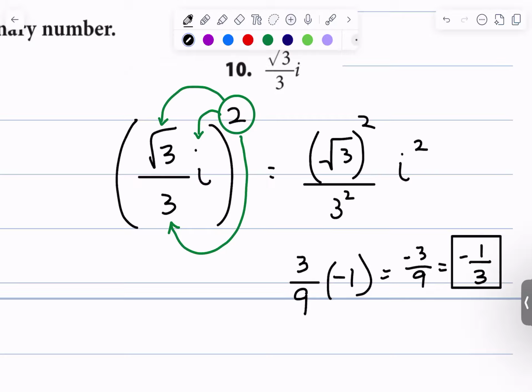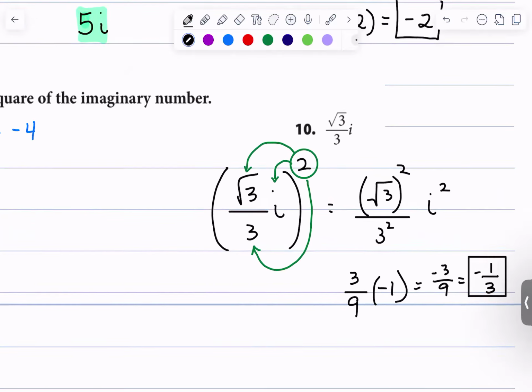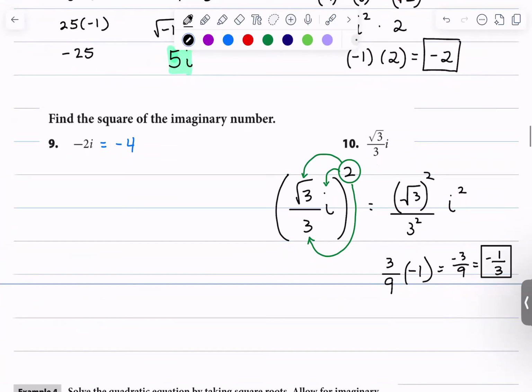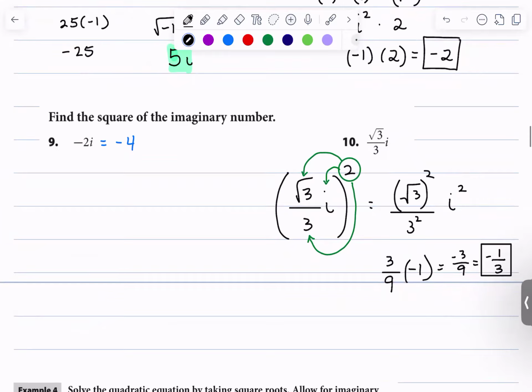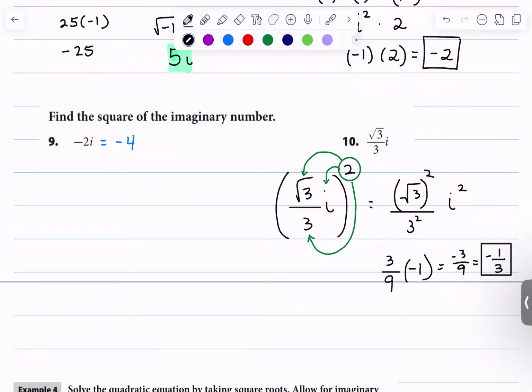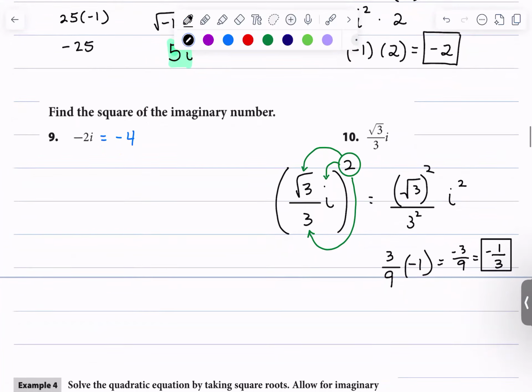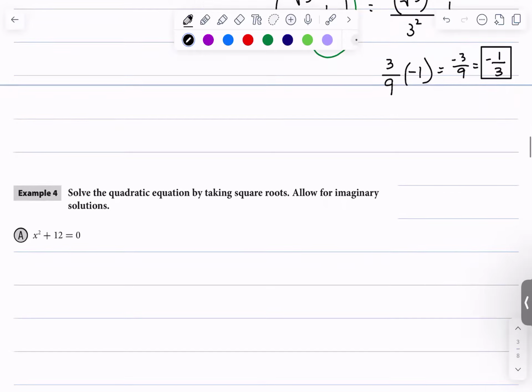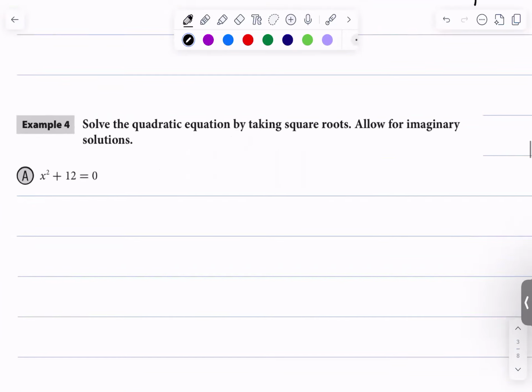Okay. Yeah. All right. Questions on squaring imaginary numbers? Now, we use that skill when we have to rationalize the denominator. Okay, if there's an i in my denominator. Okay. So now let's move on to some equations.